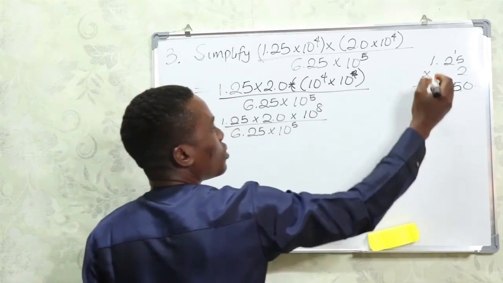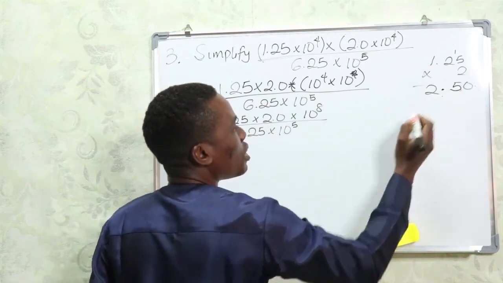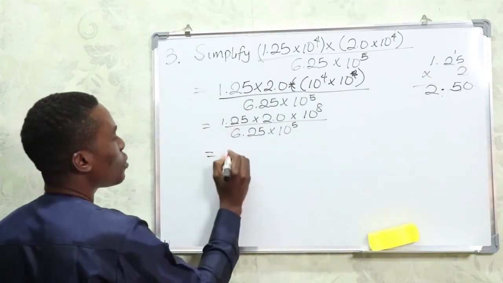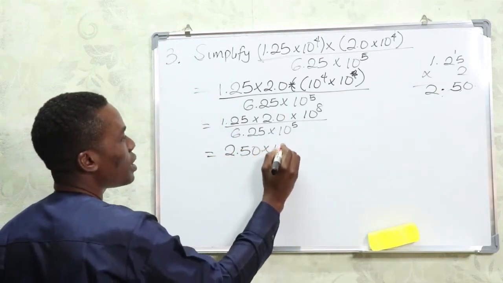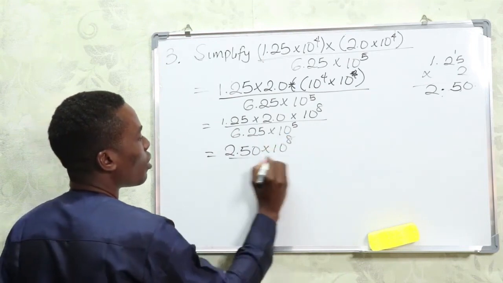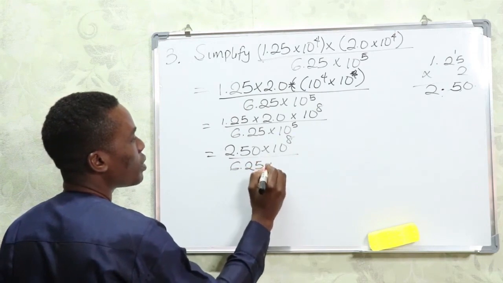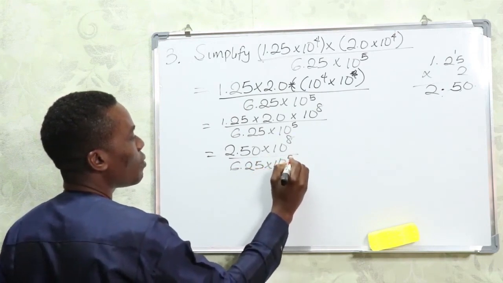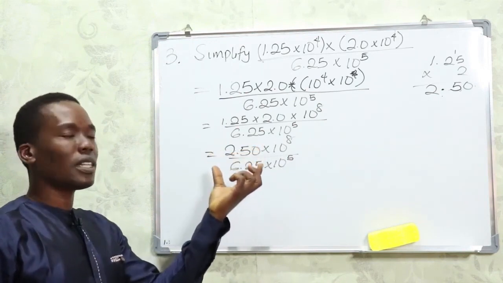Right? Good. So we'll have our point. 2 times 1 will give us... So this will give us 2.50. So we'll have 2.50 multiplied by 10 raised to power 8 all over 6.25 multiplied by 10 raised to power 5. So we need to reduce this value into standard form.